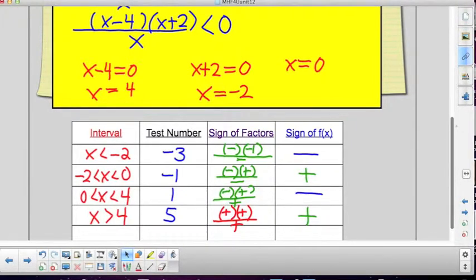So does everyone understand how to do this? We visited it before in other units, but this step, the sign of the factor step, we've never had to do before. You can't just plug it into the x plus 2. You have to factor in the entire equation.